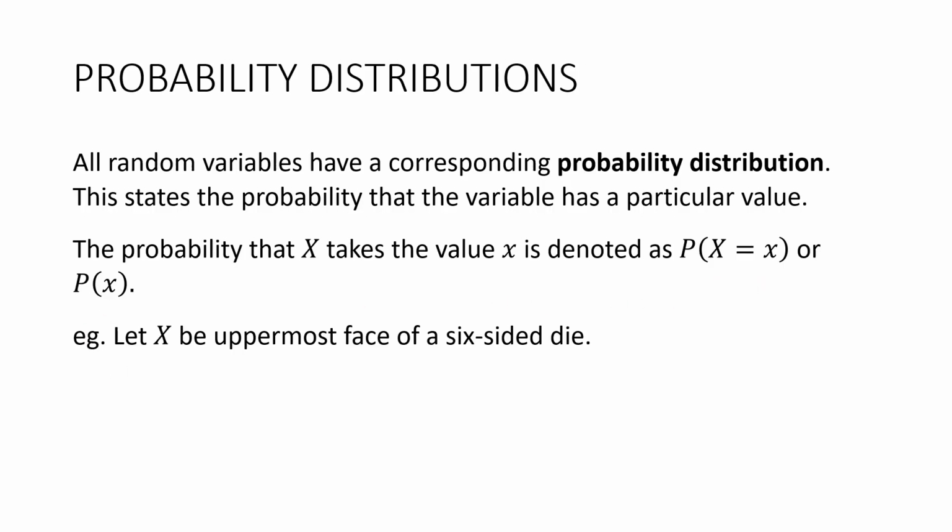Here's an example. Let the random variable be the uppermost face of a six-sided die. Then we can say that the probability that the 6 is uppermost is 1/6. We could also say the probability that X lies between 3 up to and including 6 is 1/2.